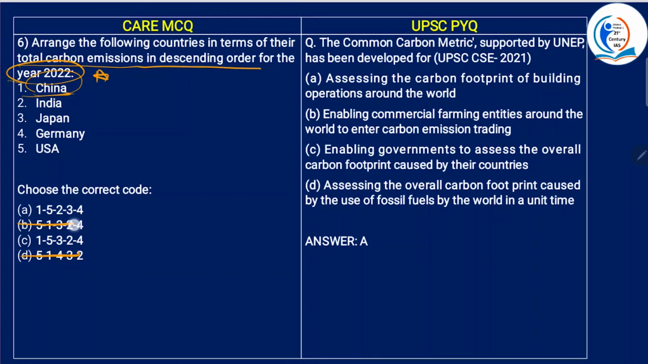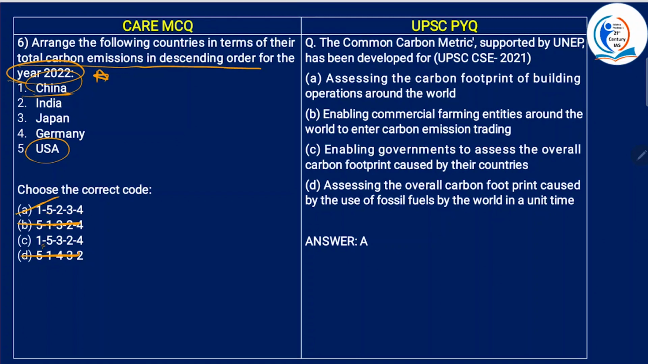So D is gone, B is gone. Now second position is given to USA. It is already there, so both of them have USA in the second position. So you do not need to think. Now India. India is in third position. So A is the answer.